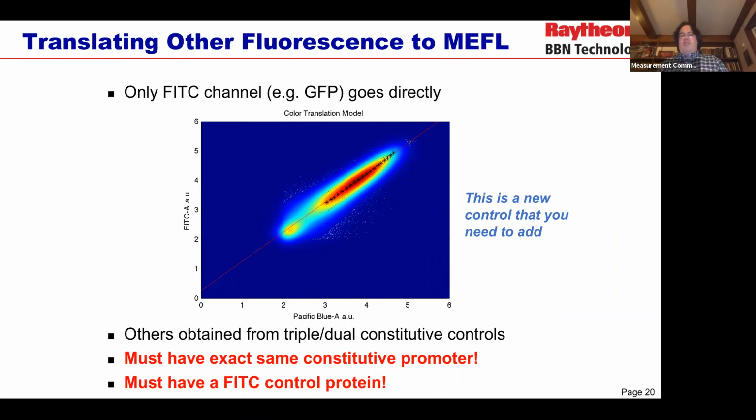This is hard to do in bacteria, but if you're working in something like mammalian cells or yeast, where it's easier to disentangle the controls from one another, it's very doable.